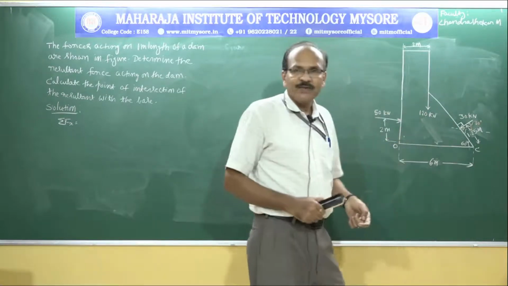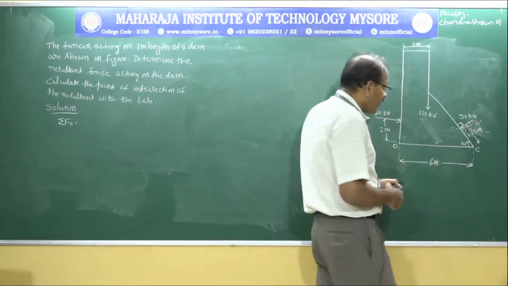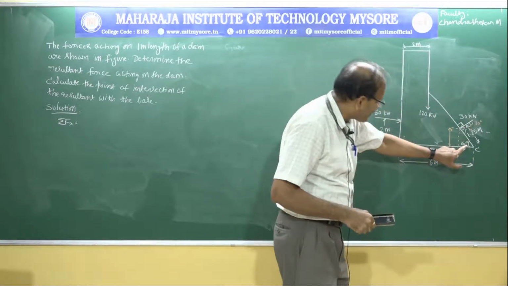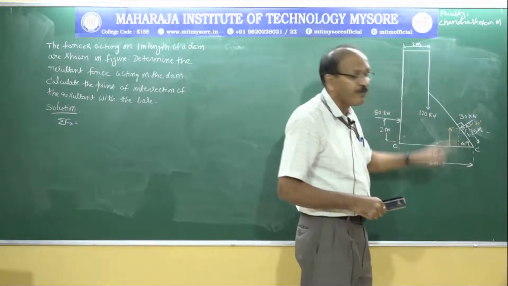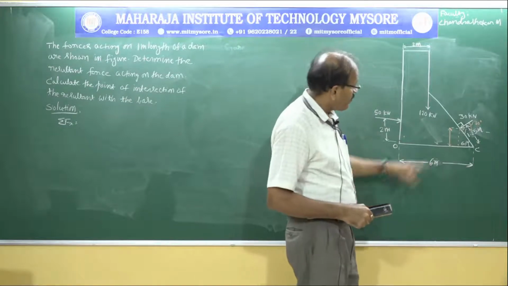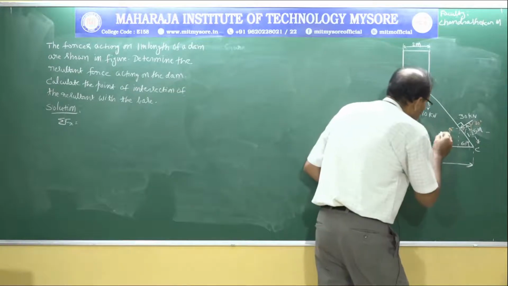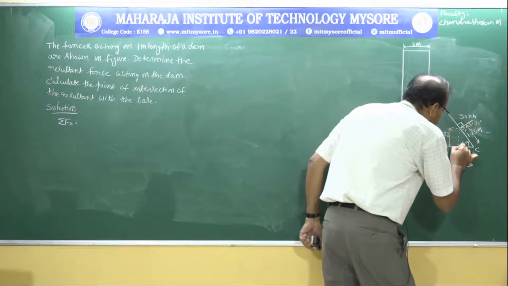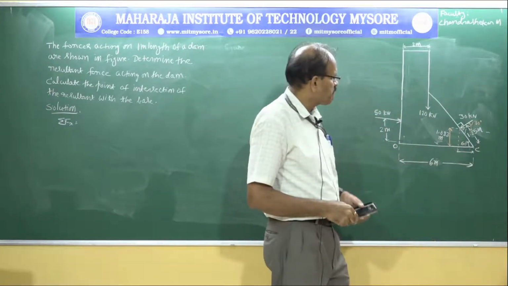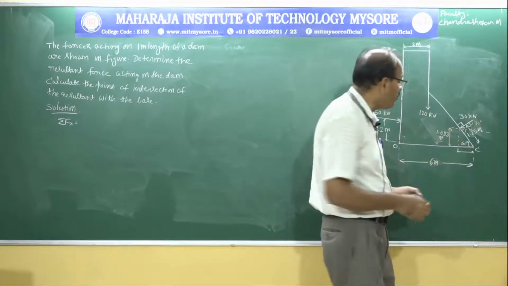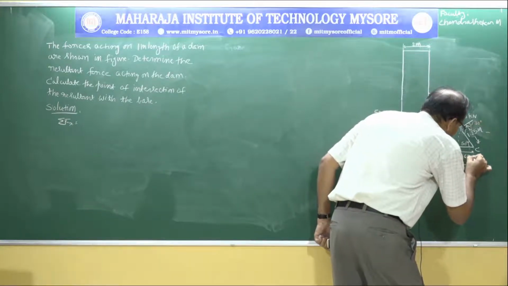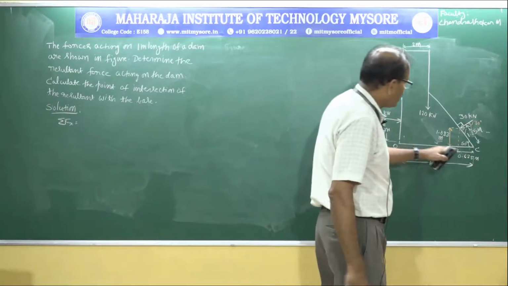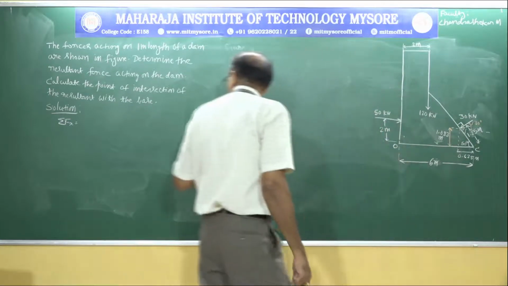When I take moments, I need distances, vertical distances. So, I am going to find this distance. Sin 60 equals opposite side by hypotenuse, where the hypotenuse is 1.25 meter, given. So, the opposite side becomes 1.083 meter. Similarly, if I find this horizontal distance, that is 1.25 cos 60, which is 0.625 meter. Now, this is known, this is known. We know the angle.